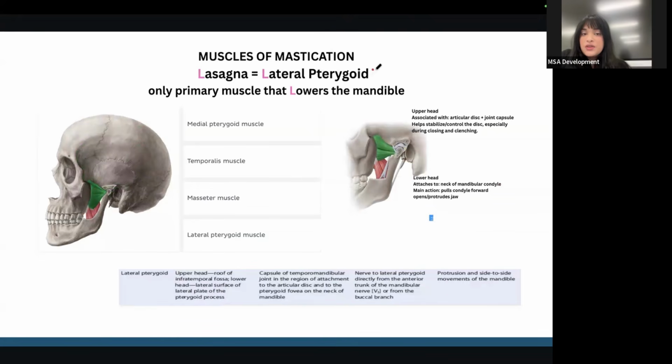Now we move on to the most interesting muscle, which is lasagna, lateral pterygoid. This is the only primary muscle that lowers the mandible, that depresses the mandible. All the other 3 are going to elevate the mandible. So, what is this muscle?